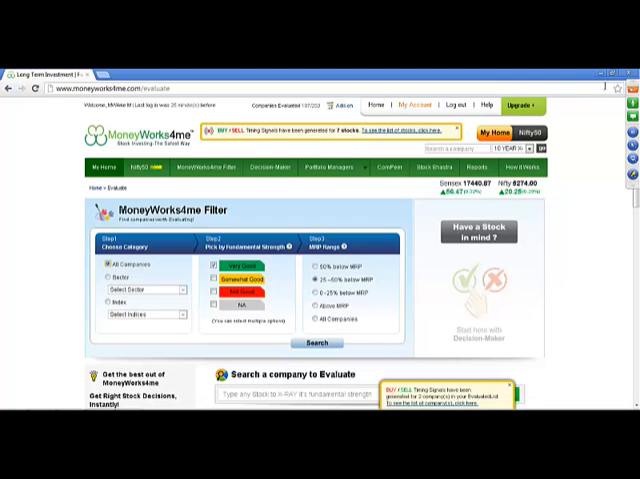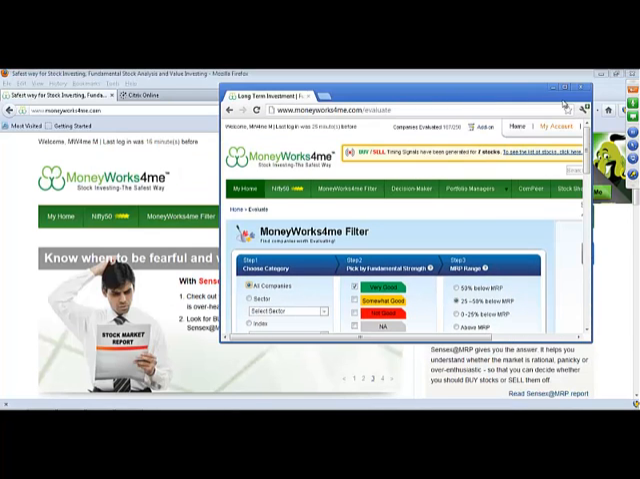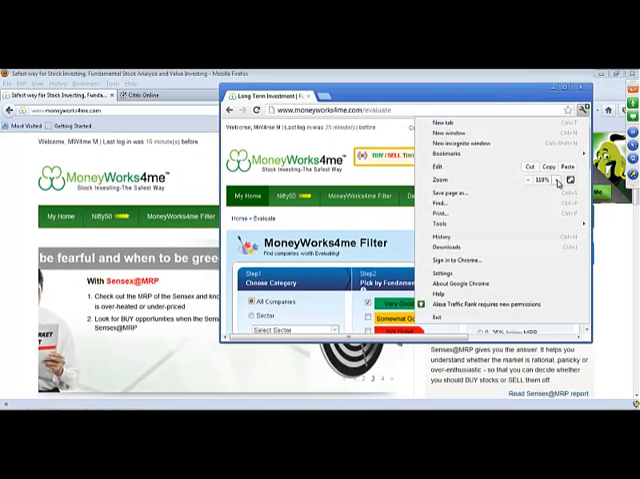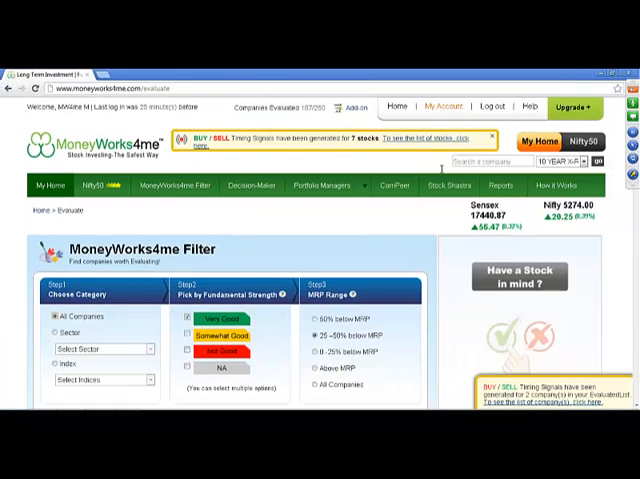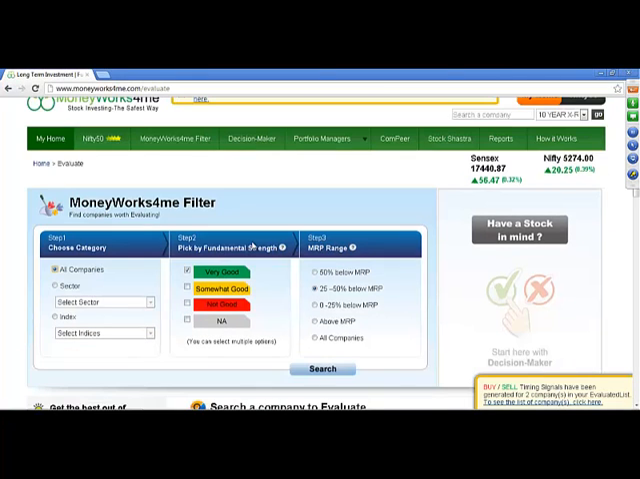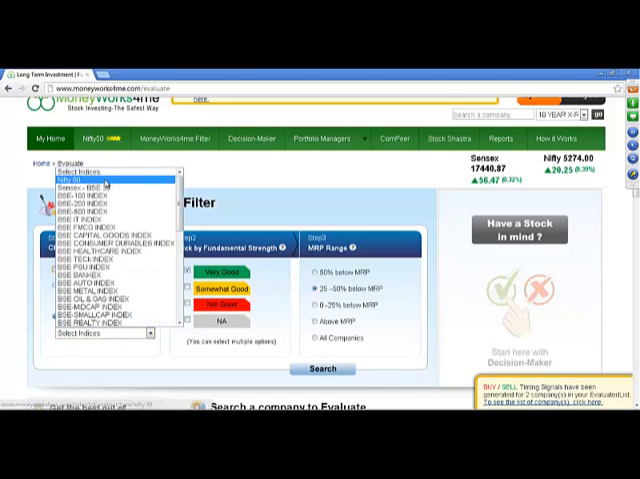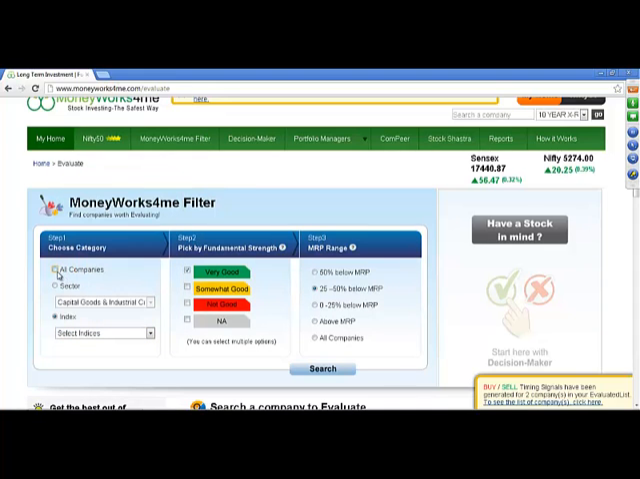I'll just zoom so that it will be more clear to you. Yeah, I believe the screen is clearer to you now. So I'll keep it as all companies for the time being. You can also select particular sectors. If you are interested in just, say, the FMCG sector, or maybe the capital goods sector, you can select particular sectors. Or if you want, you can look at finding companies within indices. For ease of use, I'll just keep it as all companies.